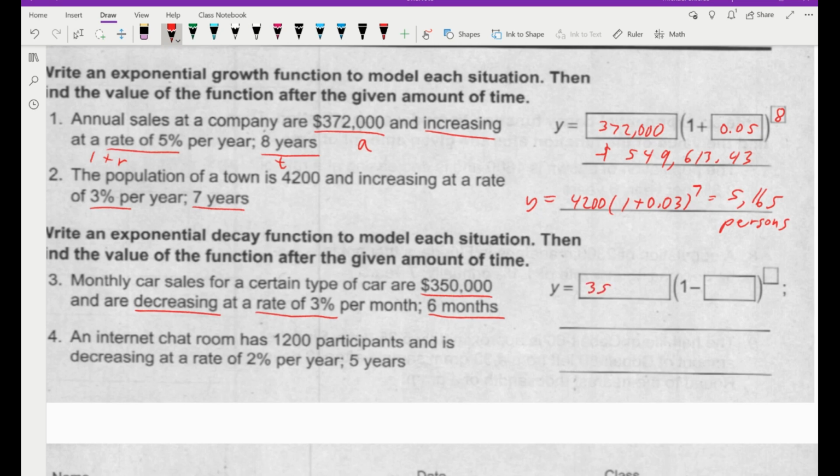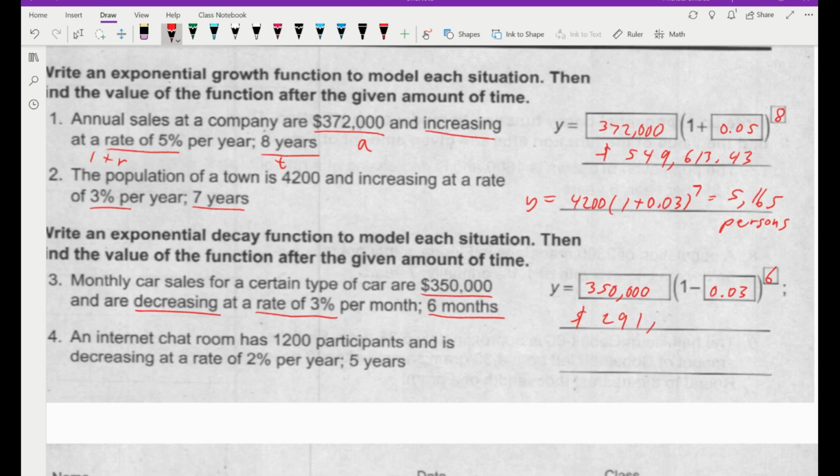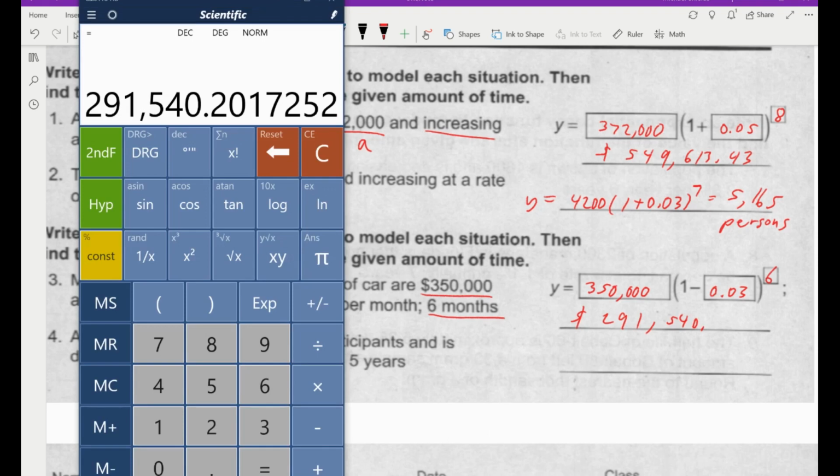So we're starting with 350,000. It's 1 minus 0.03, and it's raised to the 6. A 3% decrease for 6 months. Let's clear here. So we have 350,000 in sales. A decrease, so it's 1 minus 0.03, which is also 0.97. And we'll raise that to 6 months. What would this be? 291,540. And this is in dollars, so we'll go to 2 decimal places, which is 20 cents.